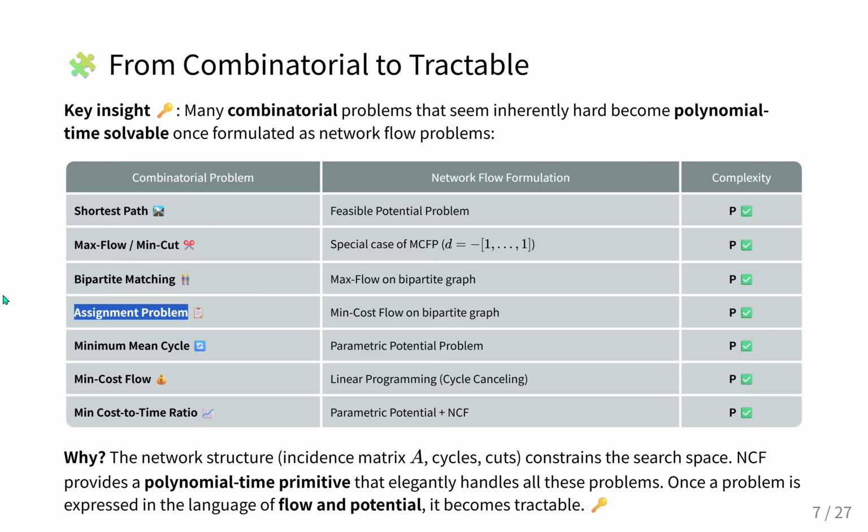And the reason that works is because the physical structure of a network naturally restricts the search space. Wait, so you're telling me that matching people to jobs or routing internet traffic relies on the exact same math as water pressure in a pipe? I am. Because when you translate a chaotic list of variables into a network of nodes, edges, cycles, and cuts, you are basically imposing physical laws onto abstract data. The laws of flow and potential act as guardrails.